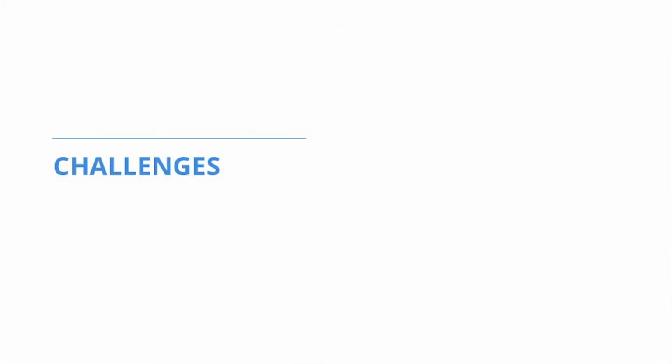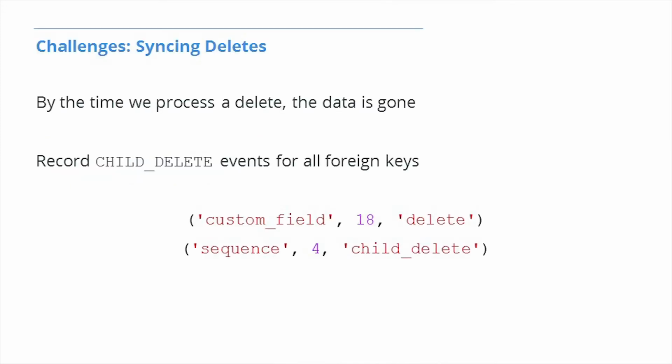And I want to highlight some of the challenges that we addressed along the way. So what happens if a custom field is deleted? By the time we're processing this event, we actually have no idea what DNA sequence it belonged to, because by the time we process it, the data's gone. Our solution is to add another event type here that gets inserted for everything the custom field points to. At the trigger level, we look at all the foreign keys on the record and then add a child delete record to anything that it points to. From there, we can say, this sequence's child got deleted, we should just resync it.